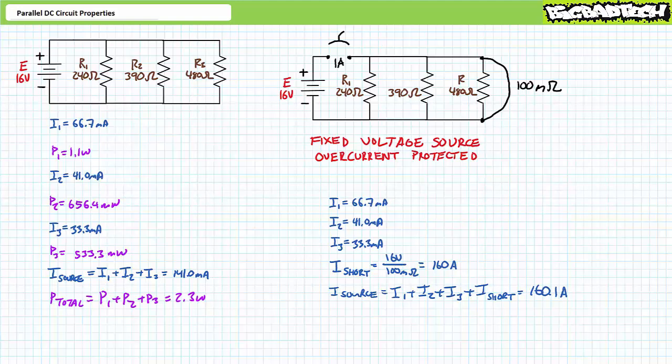Alright, that's about it for today. We'll examine other topics related to parallel circuits like current sources and the DC current divider rule in later lectures. Until then, that's all I've got for you today regarding parallel DC circuit properties.